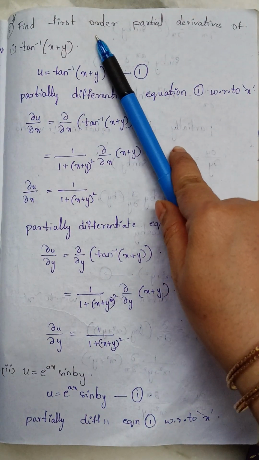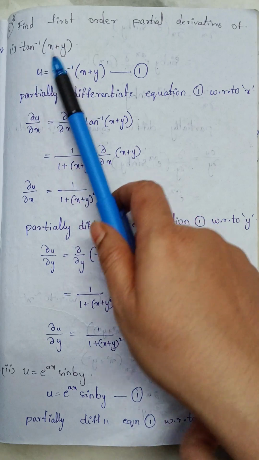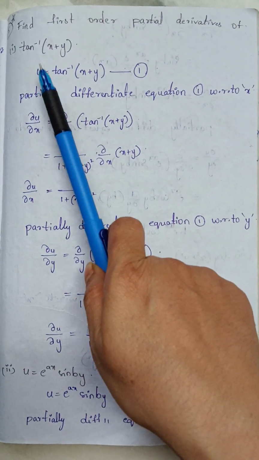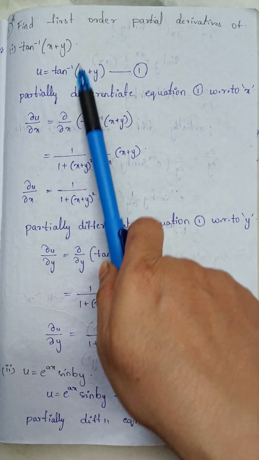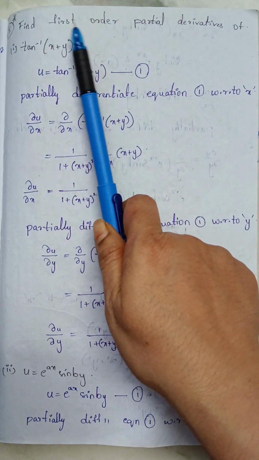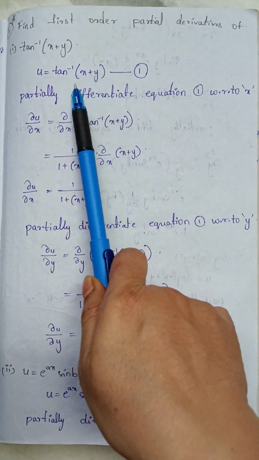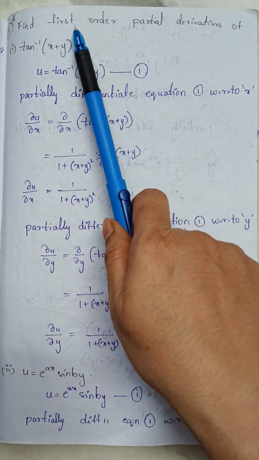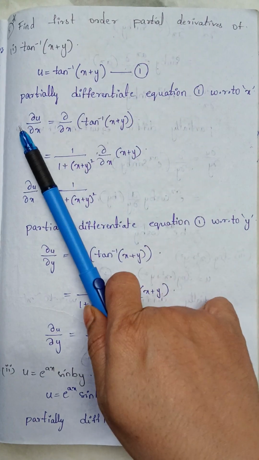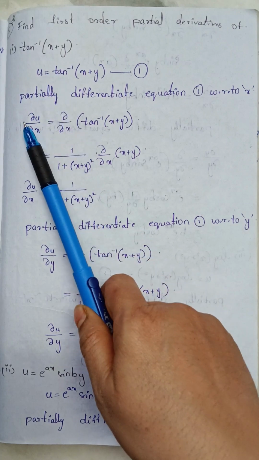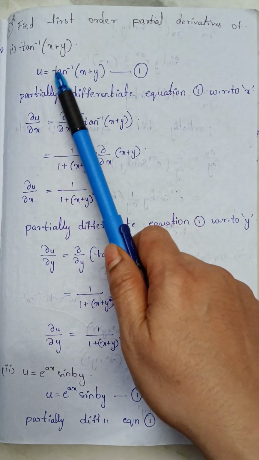Now find the first order partial derivatives of tan inverse of x plus y. So consider some function either z or u. Suppose I am taking here u equal to tan inverse of x plus y. Here it is asking for first order partial derivatives, means how many independent variables we have? 2. That's why we have 2 first order partial derivatives, that is dou u by dou x and dou u by dou y.